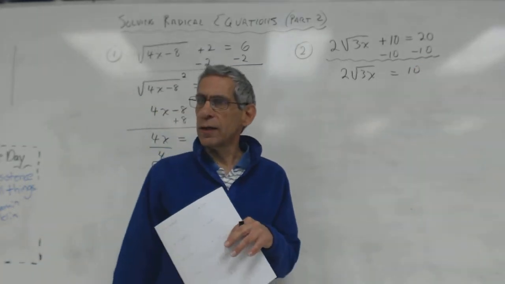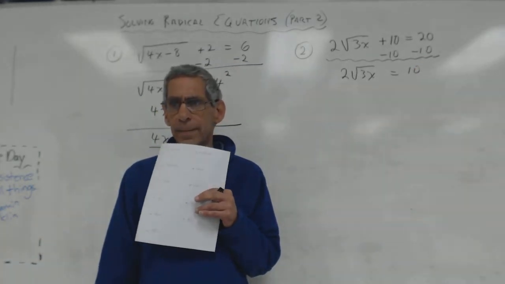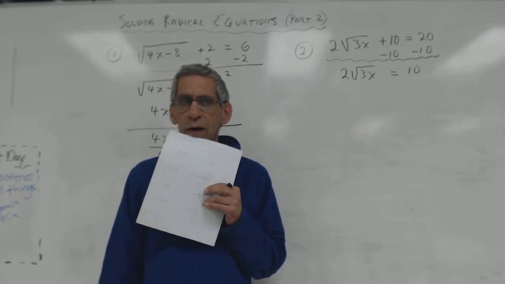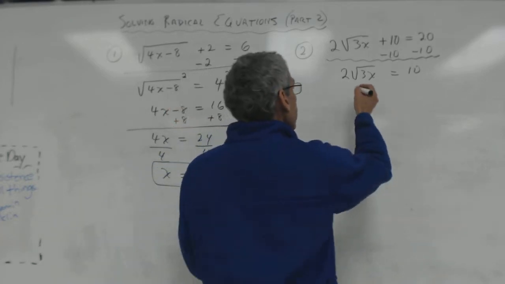Okay, now, is my radical sign isolated? No, it's not. What is that 2 doing to the radical sign? Multiplying it by 2. So how do I undo that? Divide.